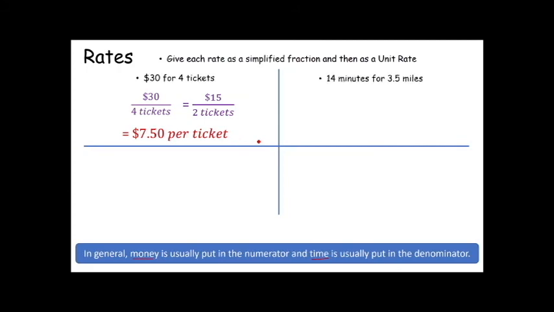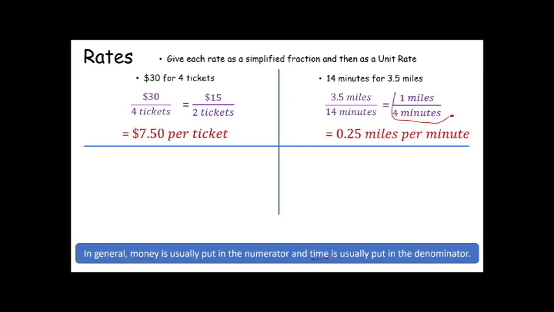How about this? 14 minutes for 3.5 miles. Keeping in mind that we like to have time on bottom, I get 3.5 miles in 14 minutes. I went ahead and turned that into 1 mile in 4 minutes. Both of these can be divided by 3.5. This one was just a little bit awkward. And then 1 divided by 4 is 0.25 miles per minute. Don't be overly frustrated if you had trouble getting this number from the 3.5 over 14.